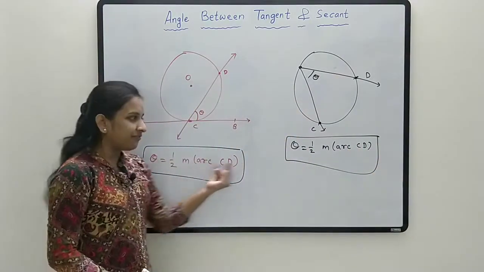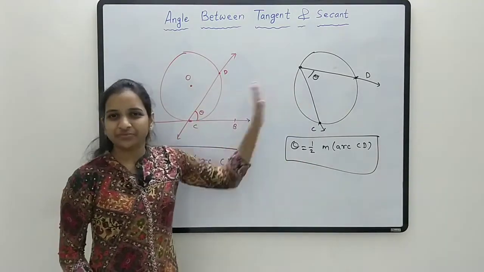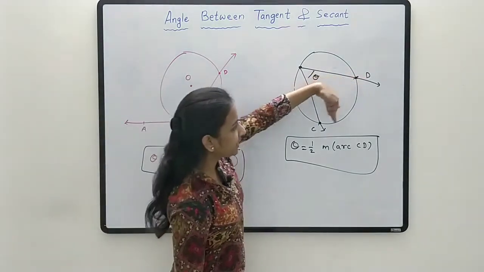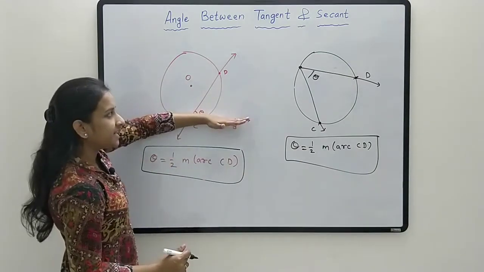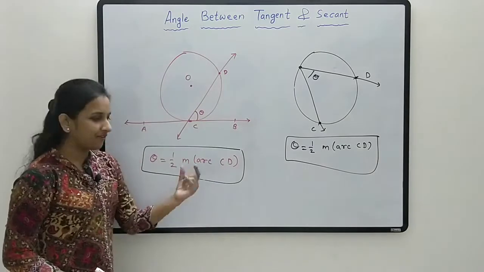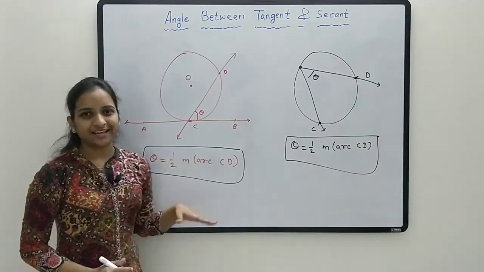Fine. Here the formulas are the same but the angles are different. Don't get confused between these two. Here this is the inscribed angle and the intercepted arc is arc CD. Here this is the angle between tangent and secant and the intercepted arc is arc CD. The formulas are the same. Okay. Now let's see the proof for this angle.